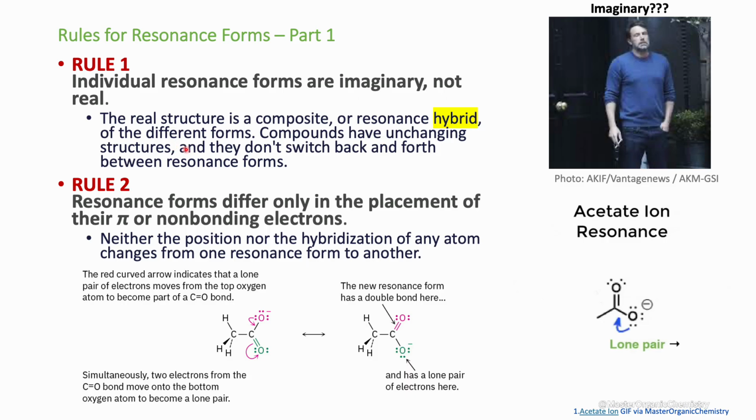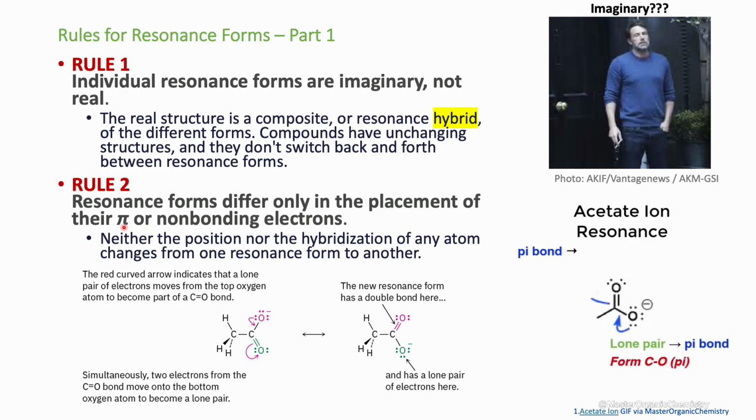Compounds have unchanging structures. They're not switching back and forth between these resonance forms. So that's rule number 1. Always know that in reality, it's a mixture of whatever resonance forms you have. Rule number 2. Resonance forms differ only in the placement of their pi or non-bonding electrons.